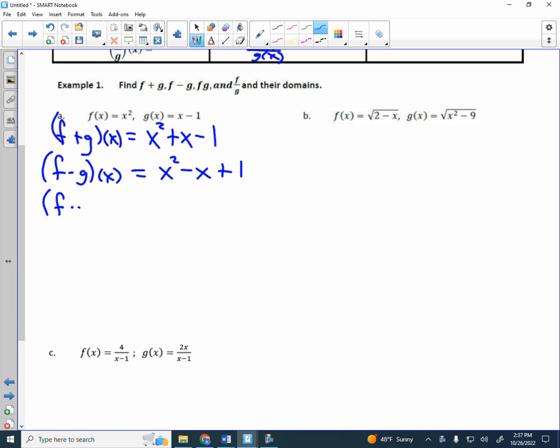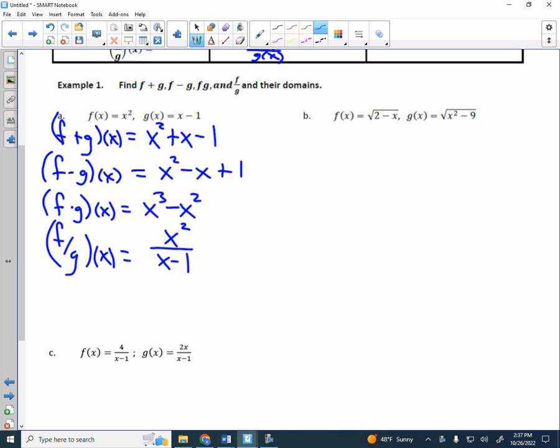I have f times g of x. So I take x squared times x minus 1. What are you going to get? X cubed minus x squared. Good. These are all things we've practiced before, agreed? And then we have f divided by g of x, and you will get x squared over x minus 1.